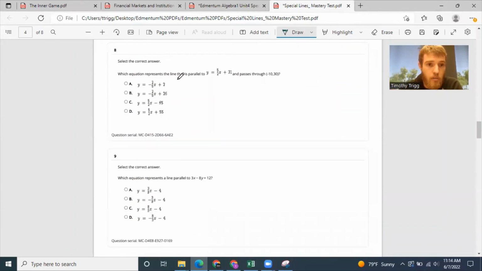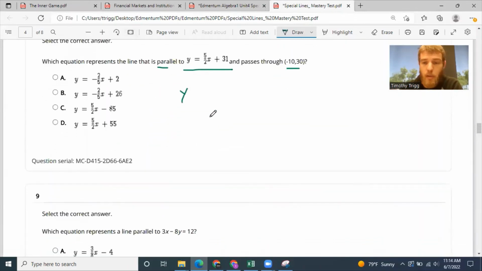Okay, which equation represents a line that is parallel to this one and passes through negative 10, 30? Well, it's very similar to the last one, except it says parallel instead of perpendicular. So since it's a parallel line, we want to keep the same slope. So we know our correct equation would be y equals 5/2x, and then plus some y-intercept. So our correct equation has to be in this form. So that means it's either C or it's D.